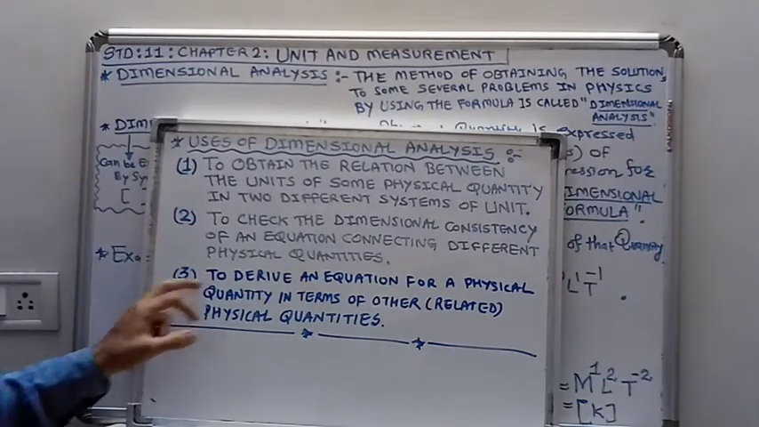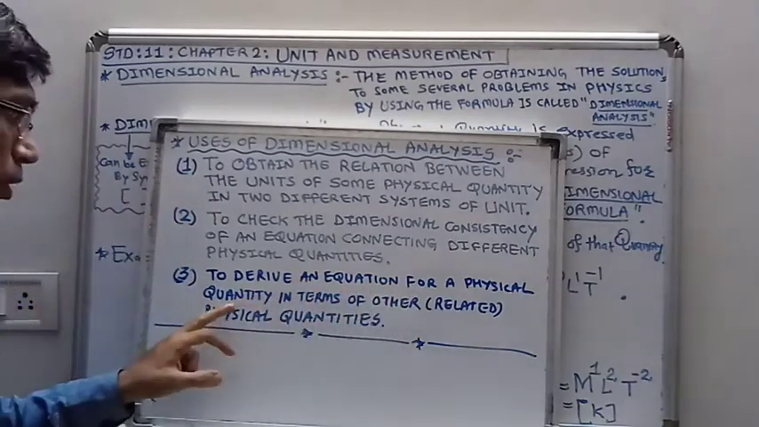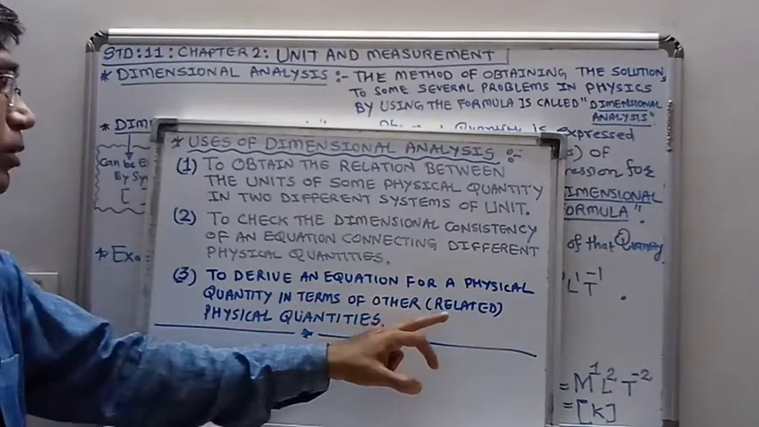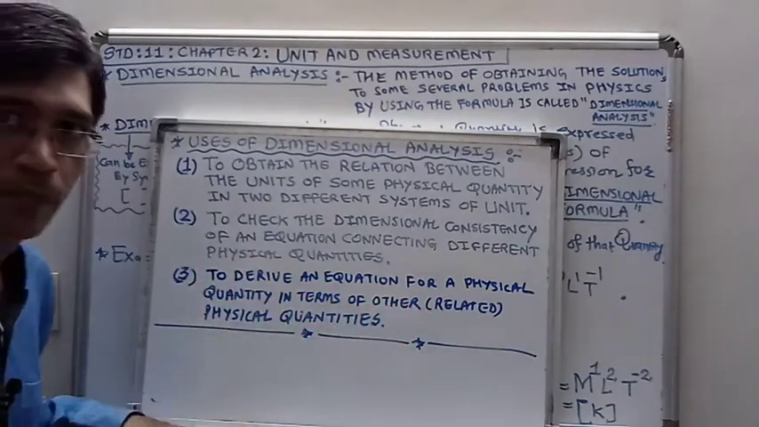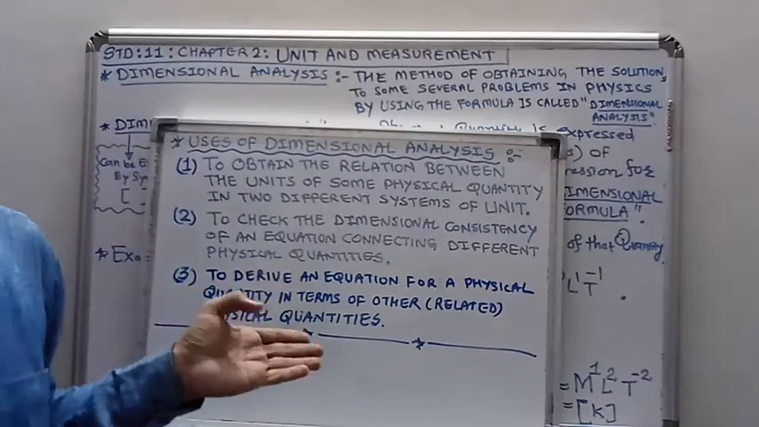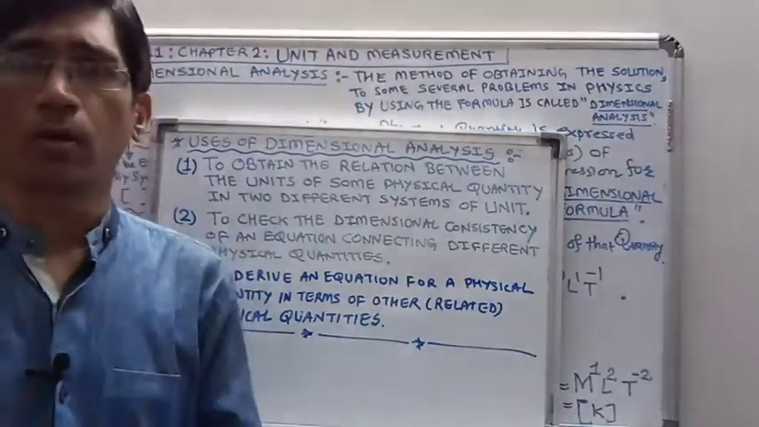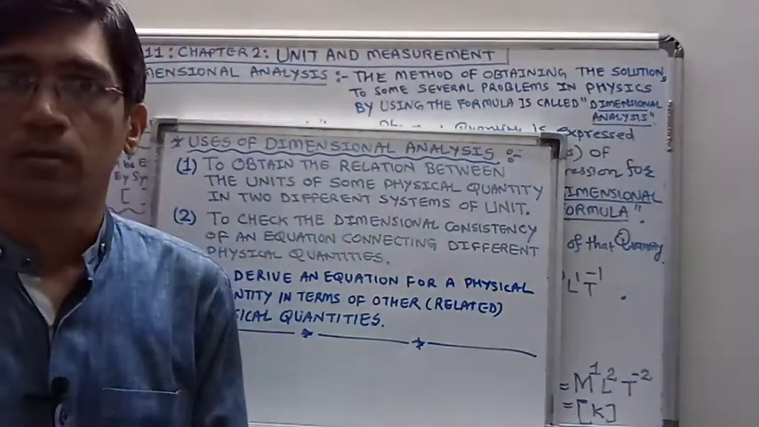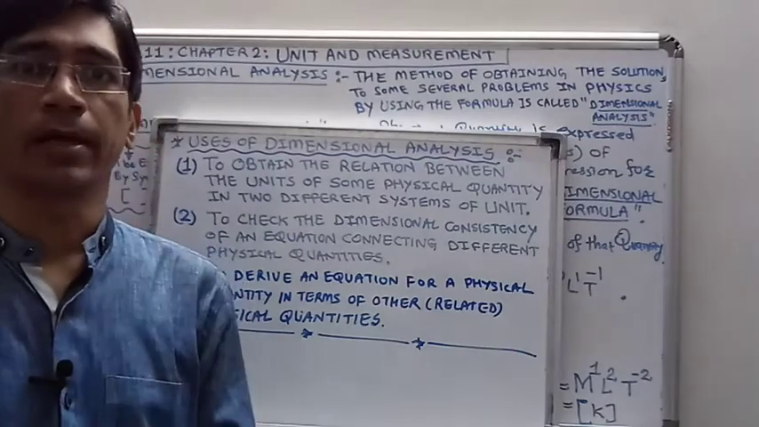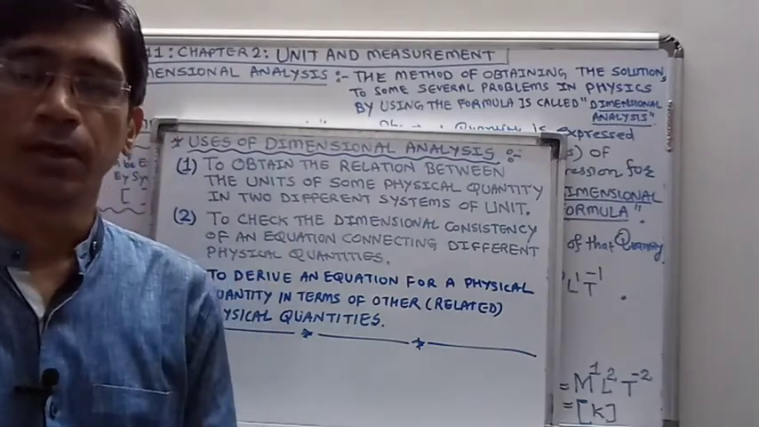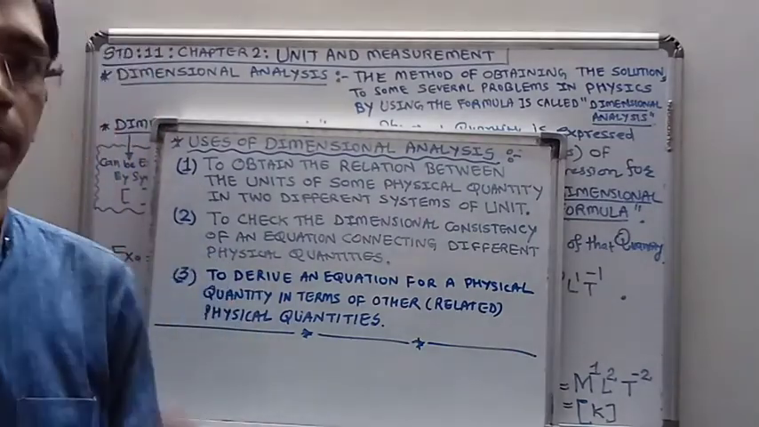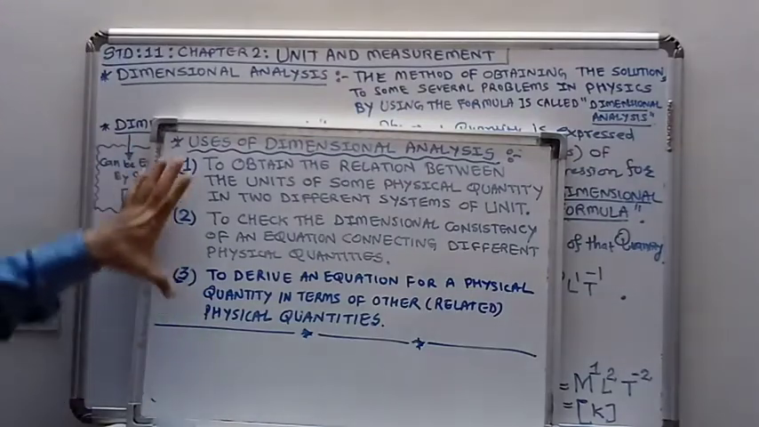Third, to derive an equation for a physical quantity in terms of other related physical quantities. Some quantities depend on other quantities, so we can relate those quantities in terms of other related quantities. So these are the three uses.